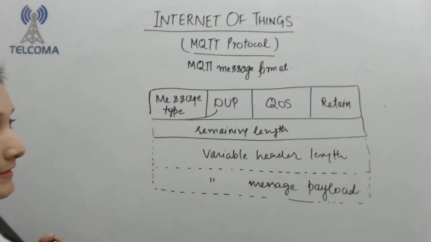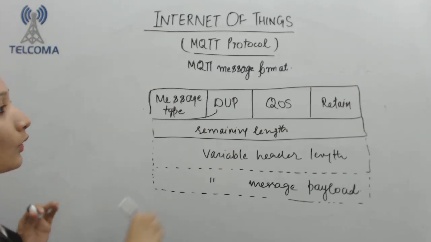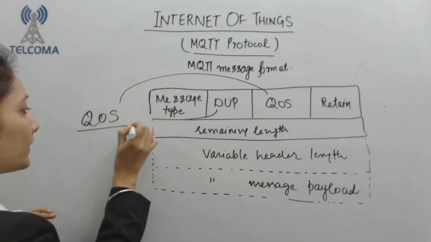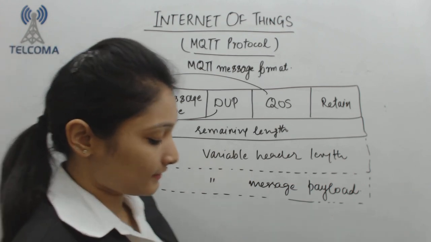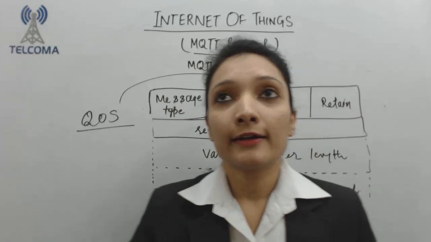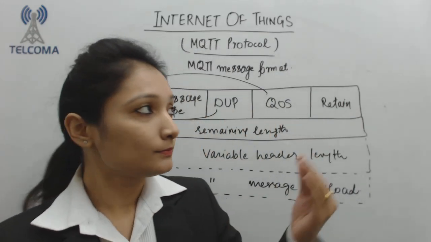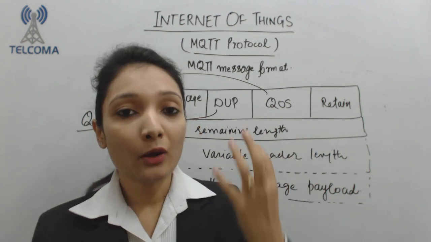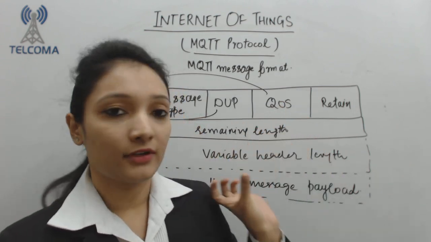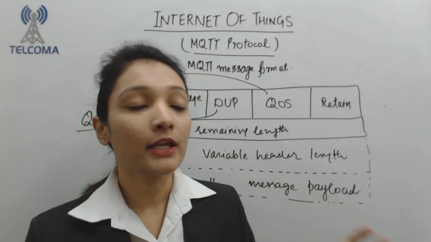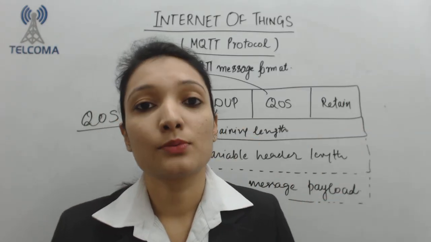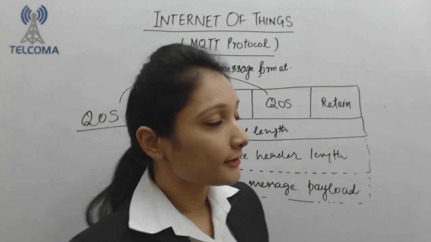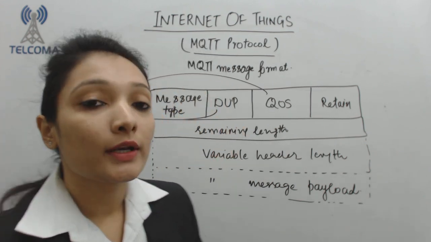Now after the duplicate flag, next is QoS, which is your quality of service. So quality of service here basically is used to tell the assurance of the delivery of the messages, the published messages, that with how much accuracy they are delivered there. So that indicates the quality of the service which is provided by this protocol, that yes, these published messages have been transferred there. Next is your retain field.